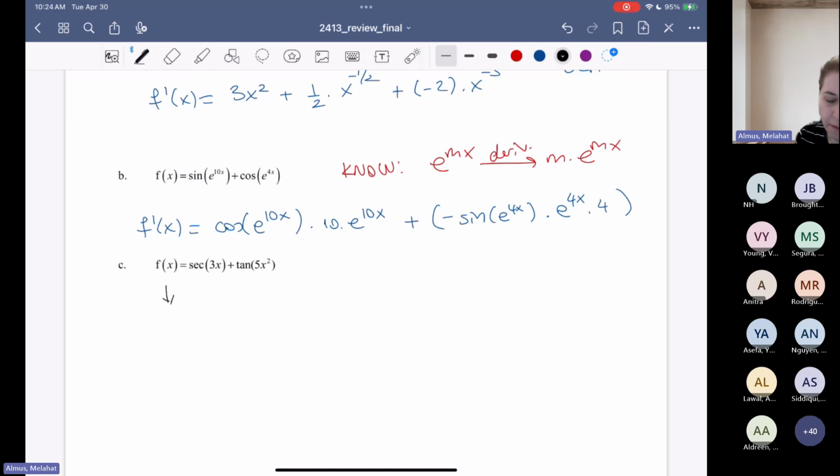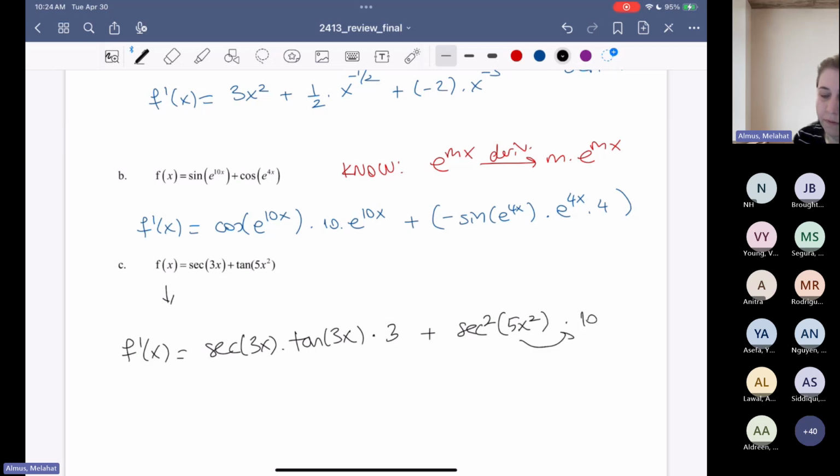Next, secant. Derivative of secant is secant times tangent. Same inside, don't change the inside. But when you're done applying the formula, consider chain rule says times the derivative of inside. Plus tangent, change the name to secant squared, and then times the derivative of the inside.